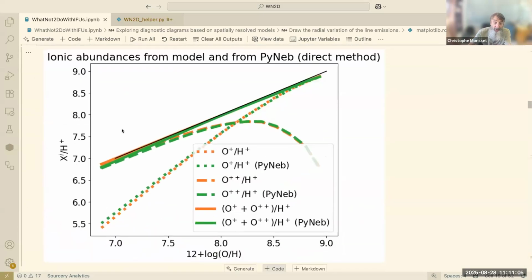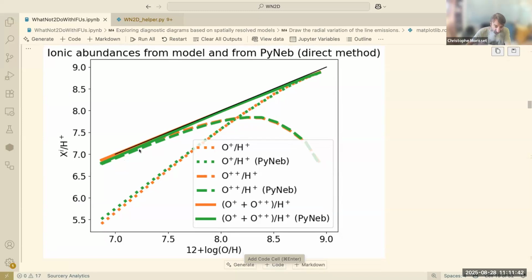Okay, and the same for the ionic abundances. So O++ here is increasing with the metallicity, the contribution of O++. Okay, because O over H is increasing, and also because its contribution is more important as the ionization parameter is decreasing. And the sum of both of them, O+ plus O++, determined from PyNeb, this solid green line, is very close to the black line, which is the actual input in the model. So we are recovering the O over H, so everything is fine, great.